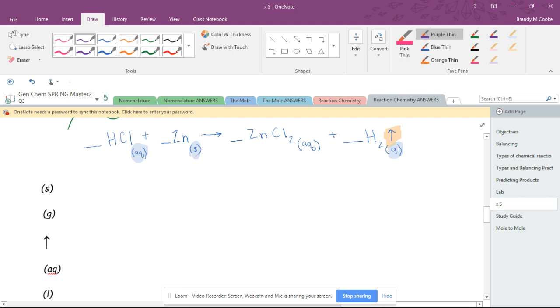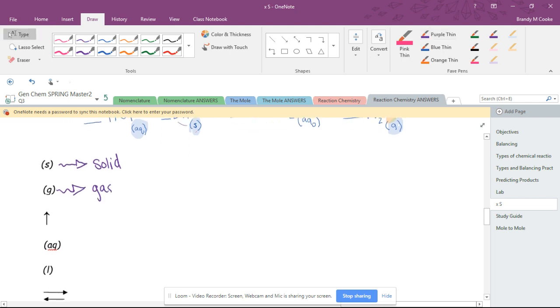So the first ones, these things here in the parentheses, talk about the state of matter. S means solid. Solid state of matter. So we have this solid zinc metal combining with hydrochloric acid. G over here is for hydrogen. Hydrogen is a state of matter, gas. Beautiful. And I'm going to skip this arrow real quick.